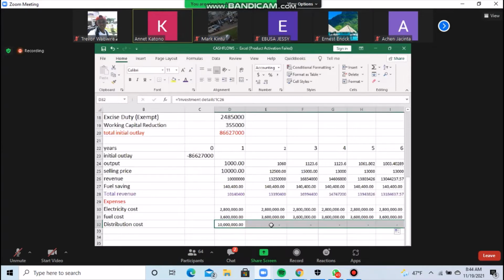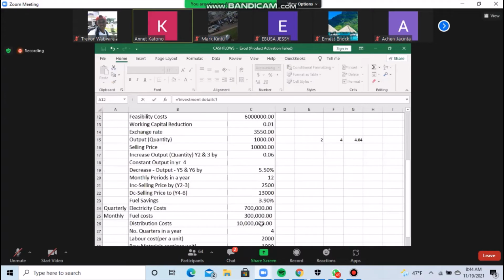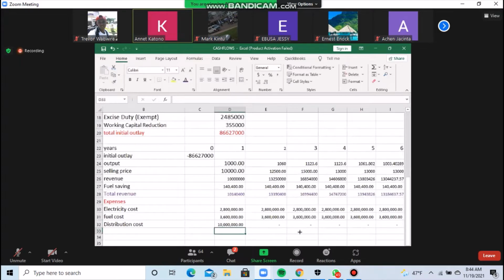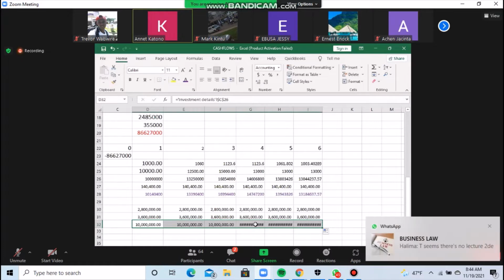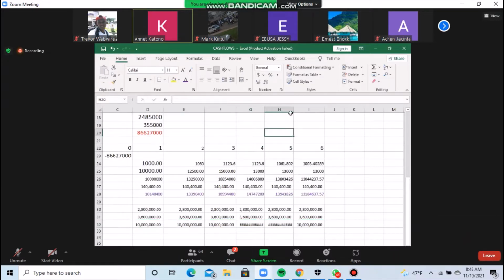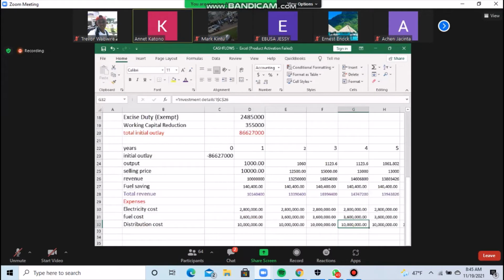Why am I not getting values this side? It is constant. Let me just fix it. So equal sign, investment detail, pick your 10 millions, fix it, enter. So this is constant all through plus 6 years. I've told you the hash values, these hashes always imply that your column is too small to accommodate the big value. Just need to increase the size of the column to have all the figures visible. Okay.